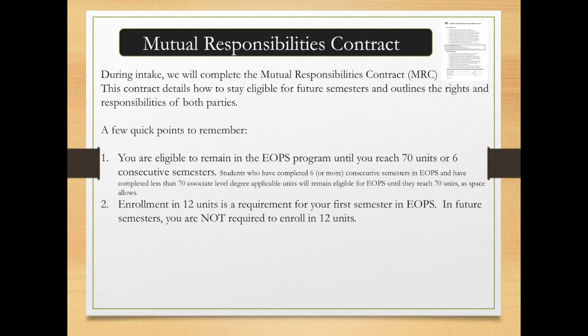Number 2, and this is a repeat but important, enrollment in 12 units is a requirement for your first semester, which is this upcoming fall, for EOPS. In future semesters, you are not required to enroll in 12 units. So in future semesters, starting, say, spring 2019, you have much more flexibility. You could, of course, stay a full-time student, 12 or more units, but you could also drop down. So as a continuing student in EOPS, you have more flexibility with the number of units that you take.